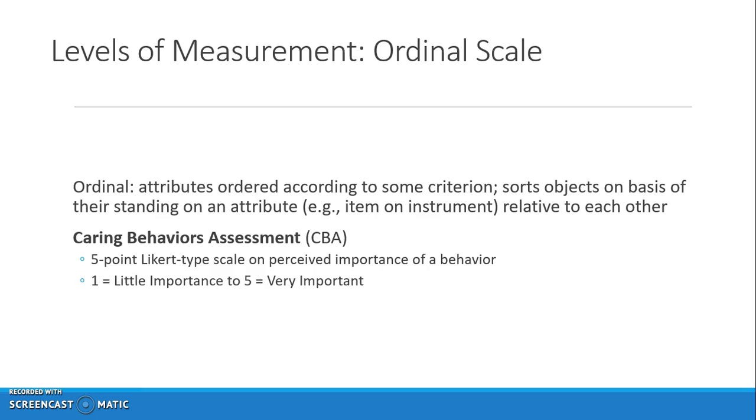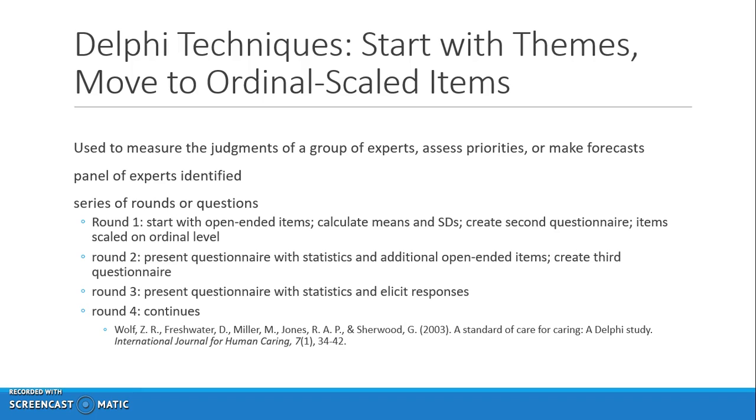Caring Behaviors Assessment, that basically is one of the instruments that's out there, uses a 5-point Likert scale on perceived importance of a behavior from little importance to very important. Delphi techniques are also used that involved several rounds, usually 2 or more, of basically eliciting data from experts. So it's considered an expert response kind of study.